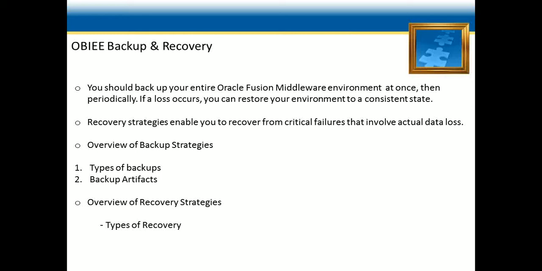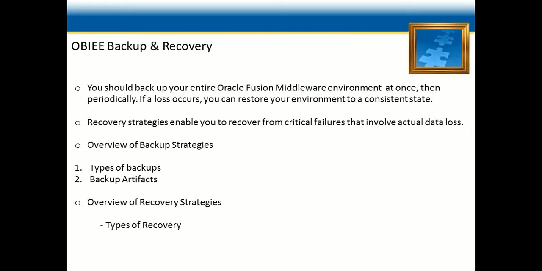Next, an overview of recovery strategies, in which we have types of recoveries. Recovery strategies enable you to recover from critical failures that involve actual data loss. Depending upon the type of the loss, they can involve recovering any combination of types of files. The files can be Oracle software files, configuration files, Oracle system files, and application artifacts.